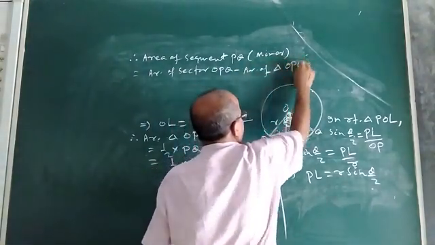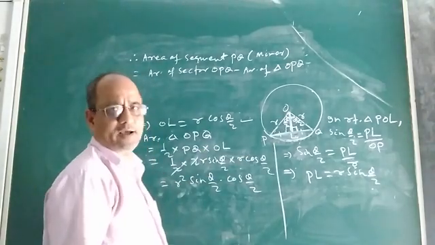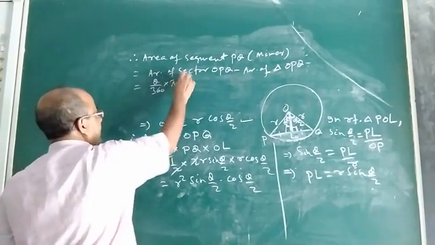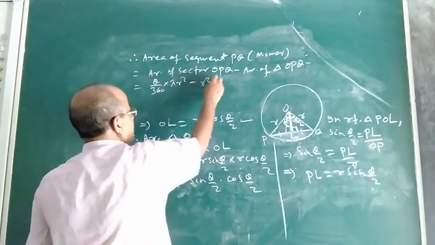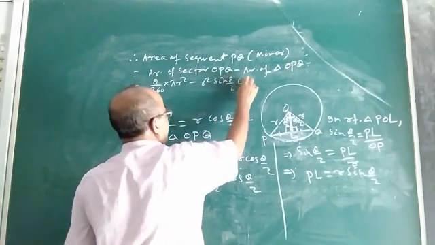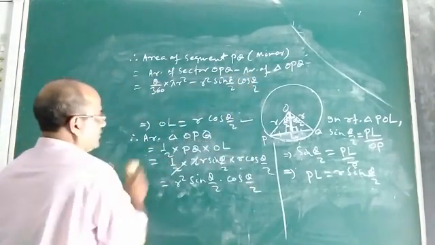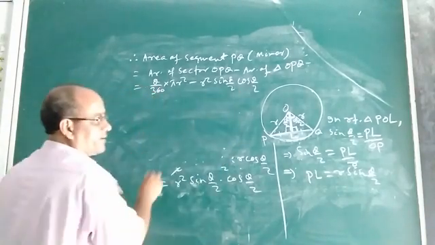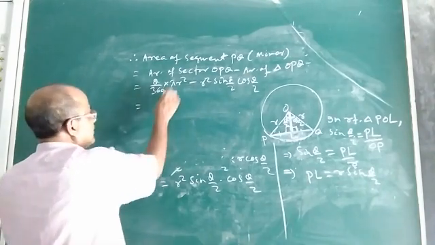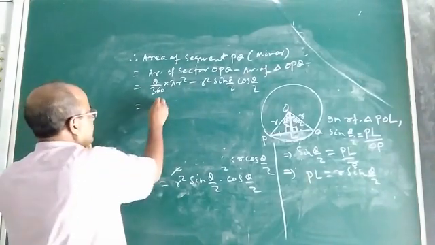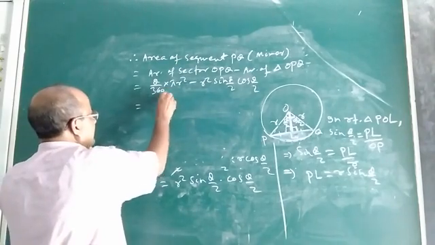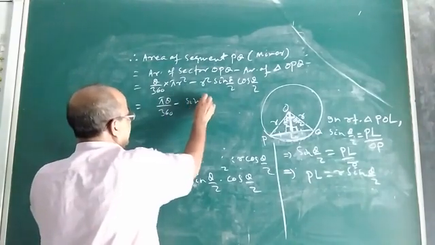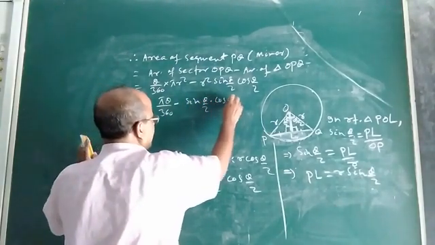What is the formula for area of sector? You know, it is theta by 360 into pi r square, minus r square sin theta by 2 into cos theta by 2. So this will be the formula, and still you can further simplify this expression. How? By taking r square common. If you take r square common, it will be r square into theta by 360 pi minus sin theta by 2 into cos theta by 2.